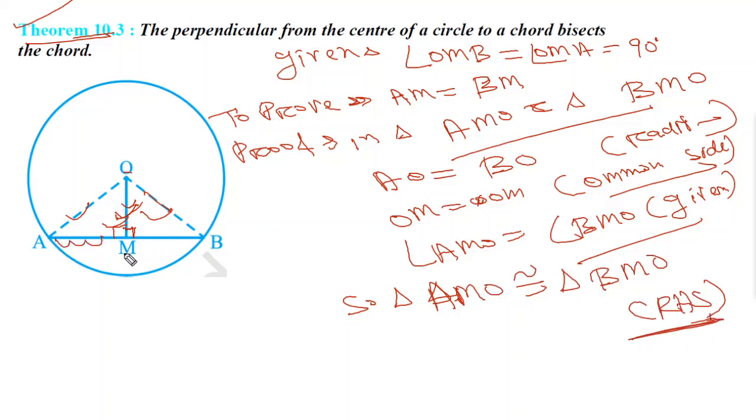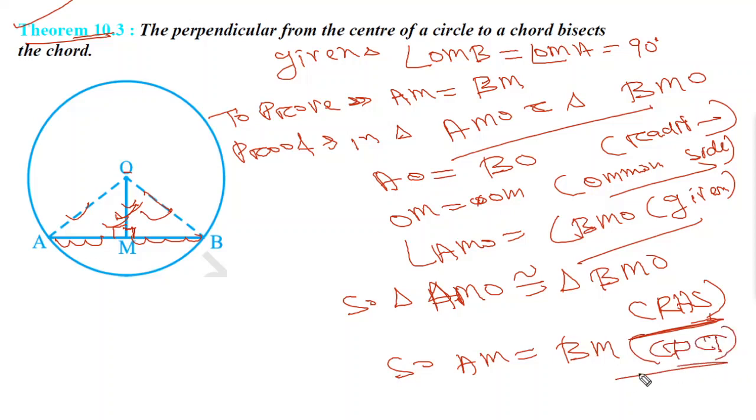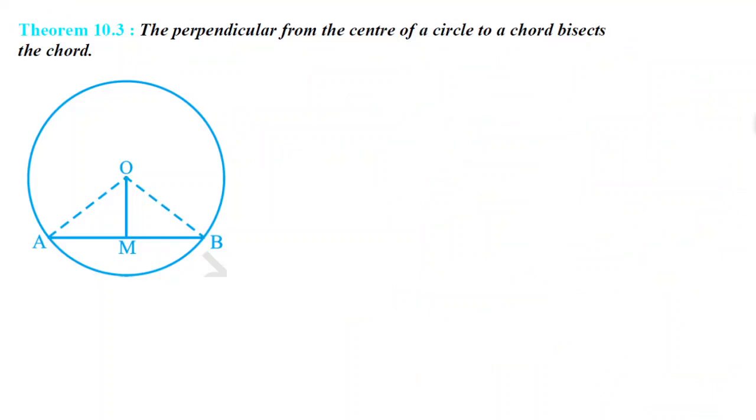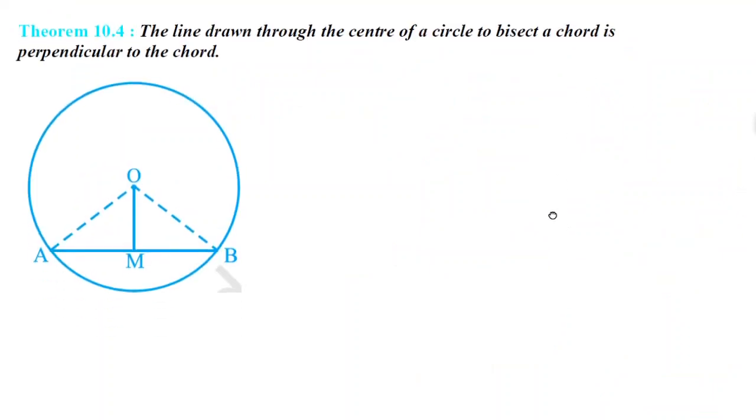Therefore, you can write AM equal to BM, and the reason is CPCT. Okay, so hence you can write proved. This is what we needed to prove, that is AM equal to BM. Hence, what do we know here? We know the perpendicular from the center to the chord of a circle will bisect the chord. Okay, so now we'll move to the next theorem, theorem 10.4.